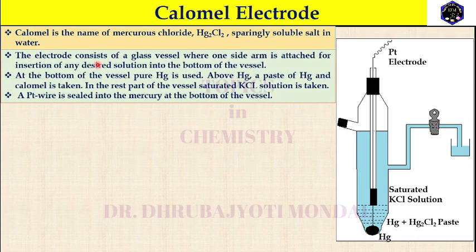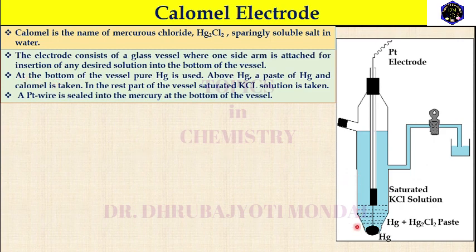The electrode consists of a glass vessel. You can see this is a glass vessel where one side arm is attached. This side arm is attached for insertion of any desired solution into the bottom of the vessel. So you can insert any desired solution. For example, you can insert the KCl solution into the vessel.